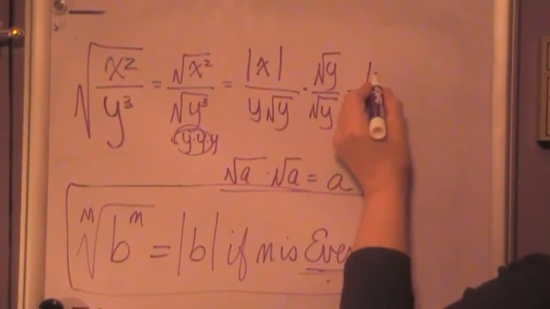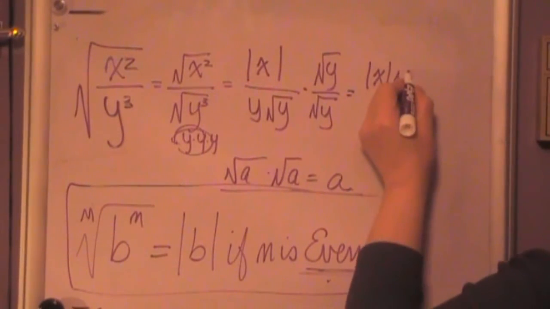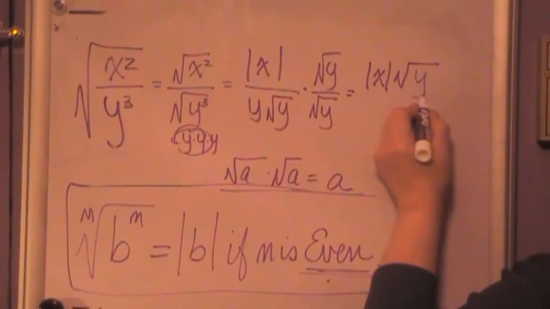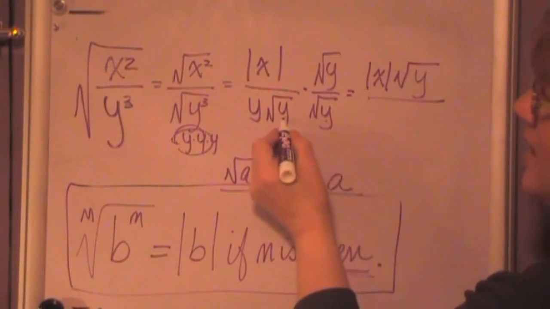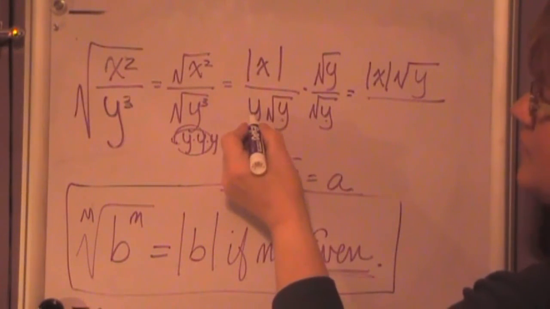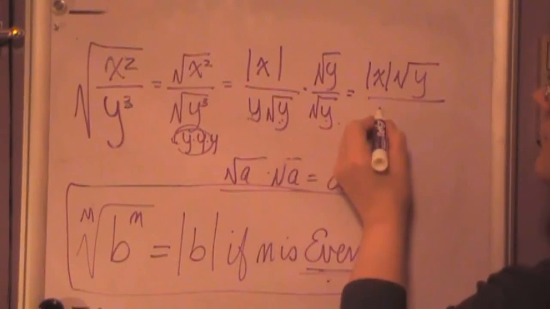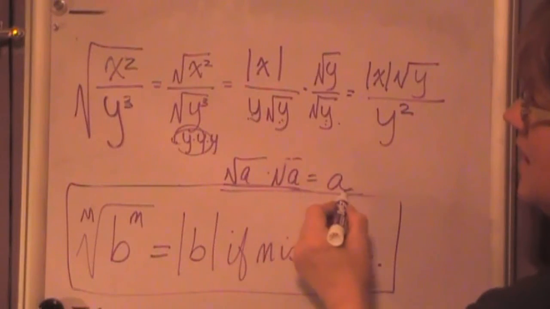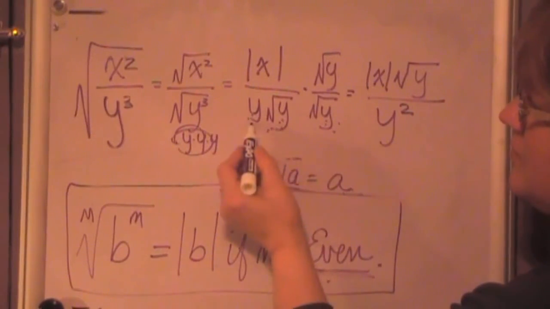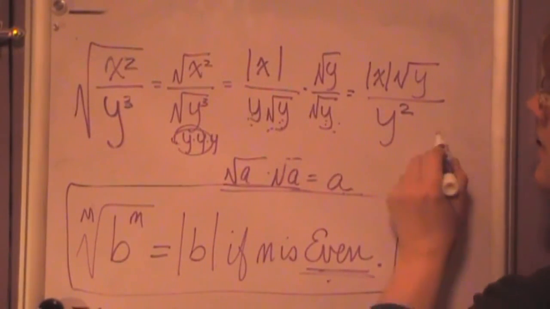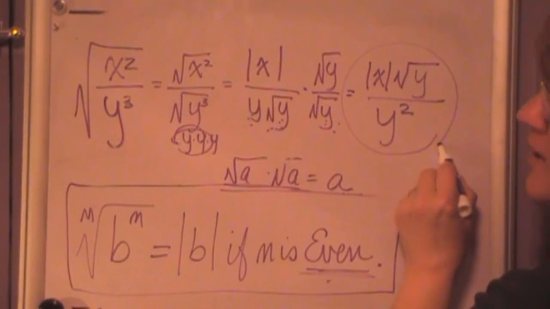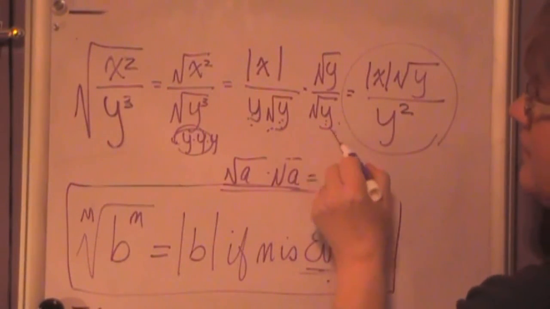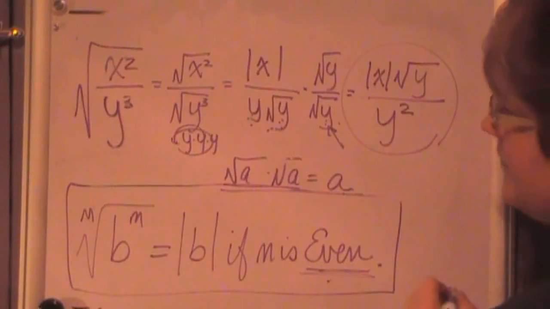And so now I have the absolute value of x times root of y all over y squared, because y times y is y squared. Remember, using this, I'll have y when I multiply these two, times another y is y squared. And so this is the way you need to leave these. You can never leave a radical in the denominator.